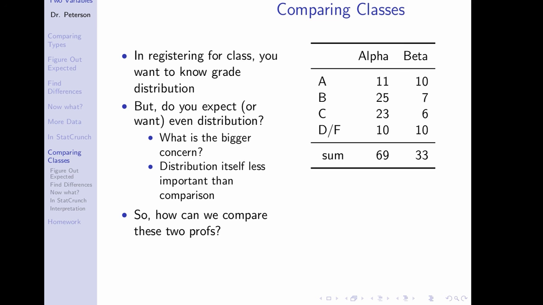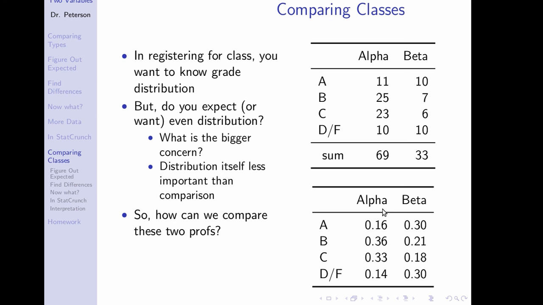So we take a sum of this, and we see that 69 students have taken Professor Alpha's class, and 33 students have taken Professor Beta's class. So we can look at the distribution. We see again that there's a fair bit of difference between these two distributions when we just look at the raw proportions of each. Here 16% of Professor Alpha's students have gotten A's, while 30% of Professor Beta's have. However, we also note that 14% of Professor Alpha's students have gotten D's or F's, while 30% of Professor Beta's have. So we want to use the chi-square test, but we're going to use the same tweaks we used before.